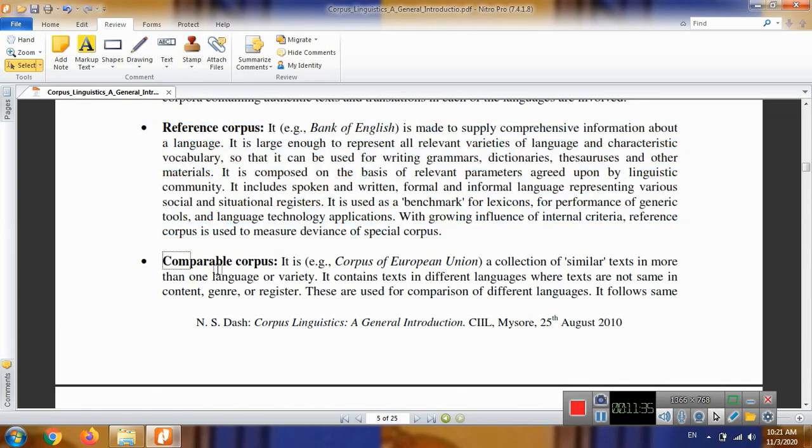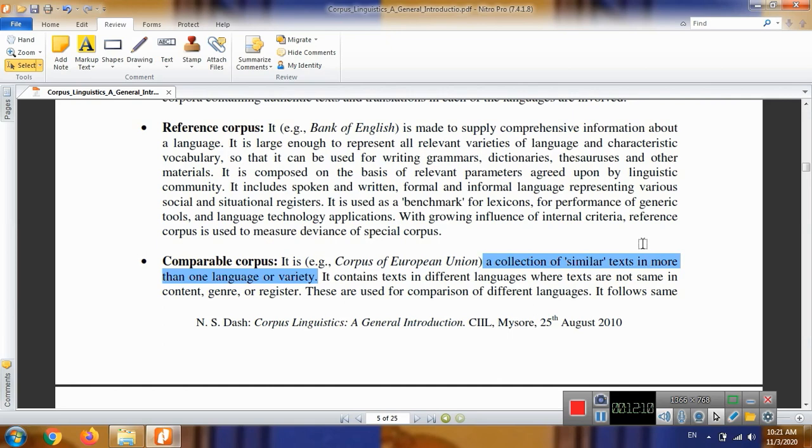Another kind of corpus is the comparable corpus. A comparable corpus, like the corpus of the European Union, is a collection of similar texts in more than one language or variety. Please pay attention to this point. As its name denotes, it contains a collection of similar texts in more than one language or variety.